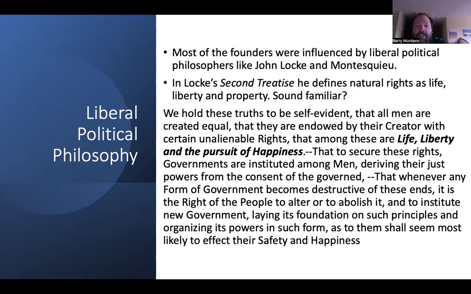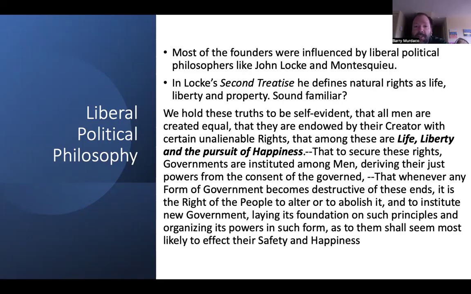In Locke's Second Treatise of Government, he defines natural rights as life, liberty, and property, which sounds very familiar to the famous passage here from the Declaration of Independence. We hold these truths to be self-evident, that all men are created equal, that they are endowed by their creator with certain unalienable rights, that among these are life, liberty, and the pursuit of happiness.